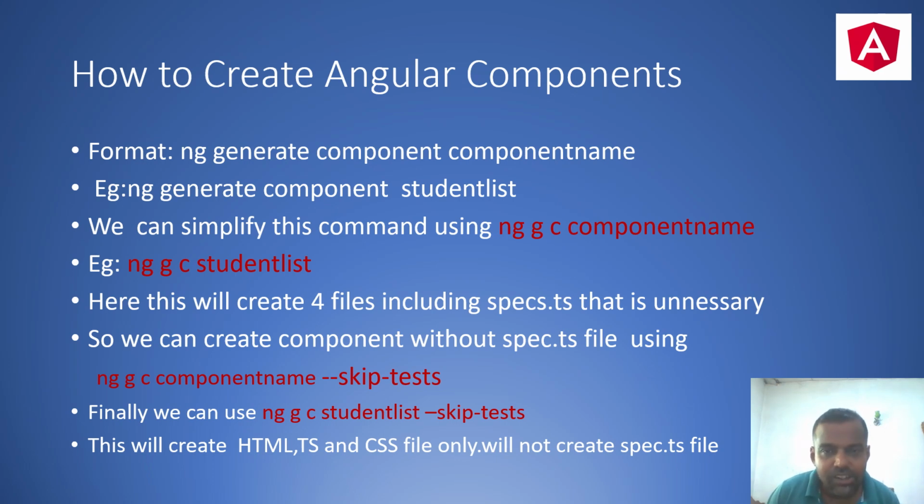Here we are going to create the Angular component. In that case, we use the ng command: ng gc, g for generate, c for component, and after that we have to give the component name. For example, student list: ng gc student list. After typing this command, it will create four files: one TS file, a spec TS file, an HTML file, and a CSS file. This spec TS file we normally use for unit testing.